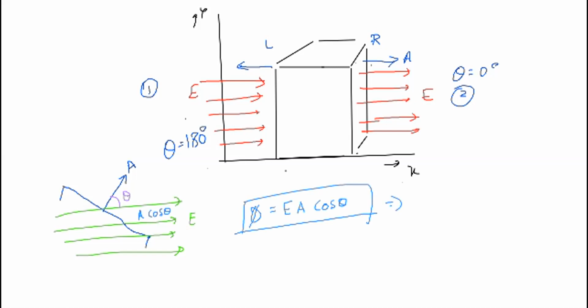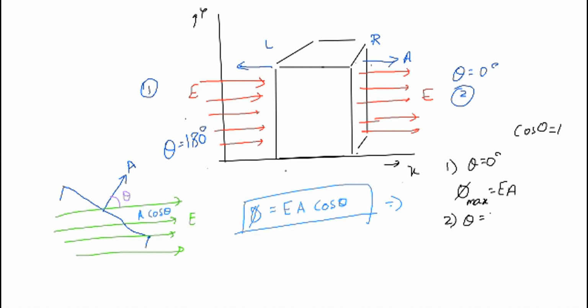Now, special cases. Here there are three cases. If theta is equal to 0 degrees, cos 0, what is cos 0? Anyone? Yes, 1, sir. So if theta is equal to 0 degrees, cos 0 is equal to 1, so the flux phi is maximum. Remember that flux phi is maximum.